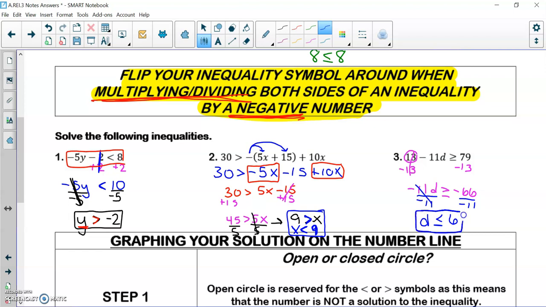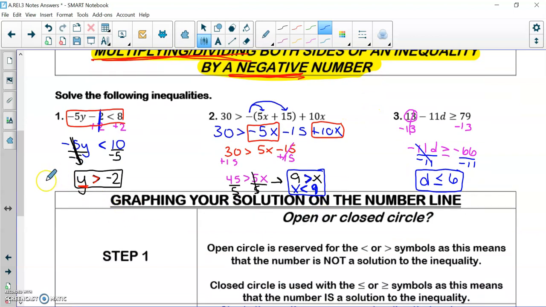So your answer is d is less than or equal to 6, which means any number, 5, 4, 3, 2, 1, any number less than or equal to 6 could satisfy this inequality, including 6. If I put 6 into this inequality, it would come out to be a true statement.